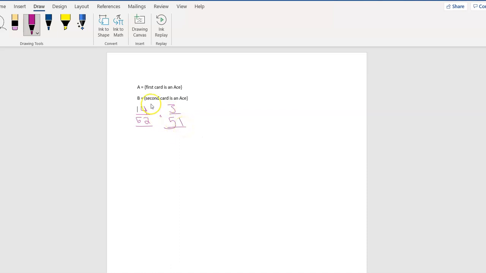Now, notice that getting the first card as an ace affected the probability of getting the second card as an ace. So these were dependent.